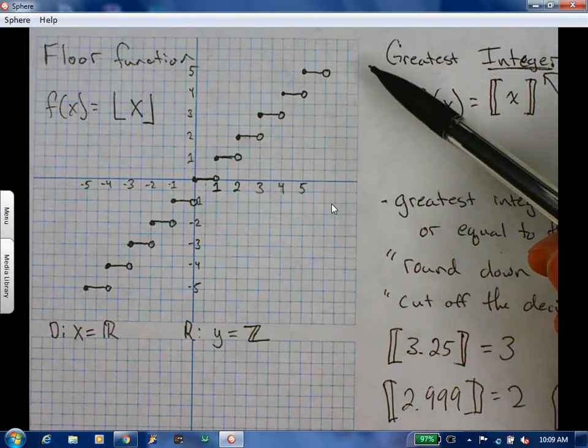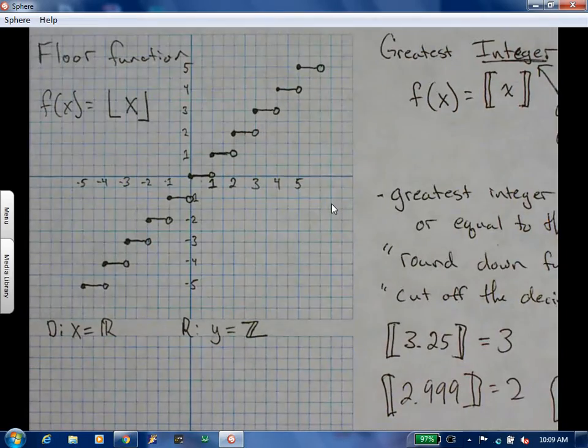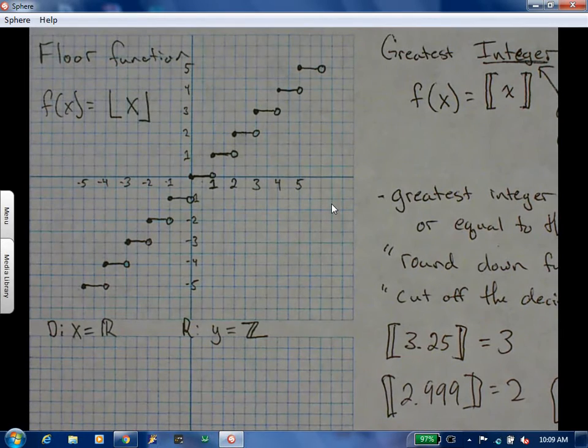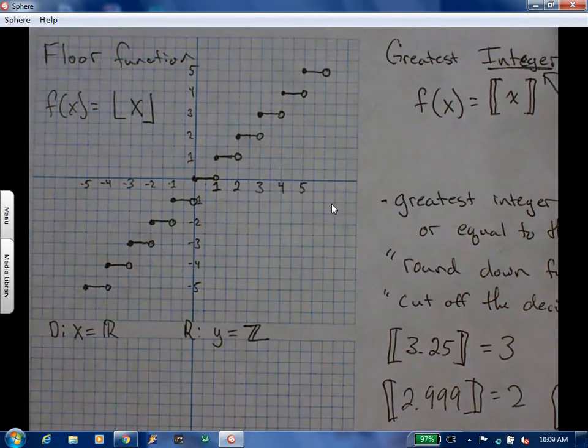So could we translate this right, left, up, and down and move it around? Yeah. It follows the same properties, same rules as the absolute values, the quadratics, the constants, the linears, all of that. So these can be adjusted.